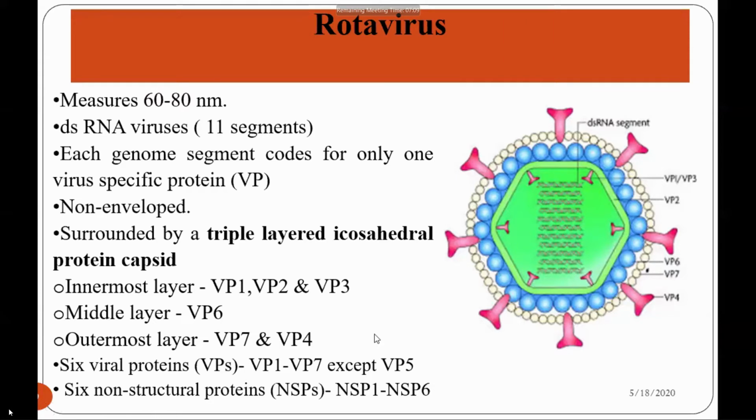All together, 6 viral proteins are present. Those viral proteins are numbered as viral protein 1, viral protein 2, viral protein 3, 4, 6, and viral protein 7. Then there is the presence of non-structural proteins. These non-structural proteins are named as non-structural protein 1 to non-structural protein 6.